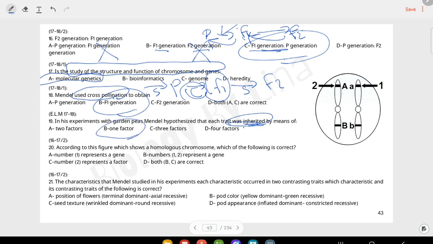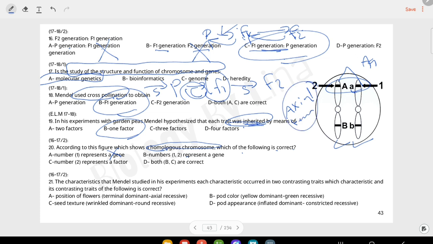According to this figure, which shows homologous chromosomes, yes, these are homologous chromosomes because we have the same letters, so the same gene. Which of the following is correct? Number 1 represents a gene. Is number 1 a gene? No, this is one letter. One letter represents an allele or factor. Both of them together represent a gene. So this is incorrect. Number 1 and 2 represent a gene. Yes, this is correct, because number 1 and 2, capital A and small a together, represent a gene. For example, let's say a gene responsible for flower position, we have axial and terminal.